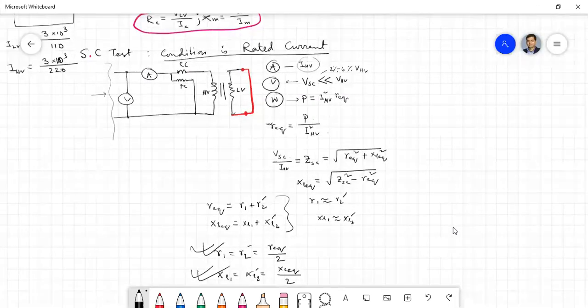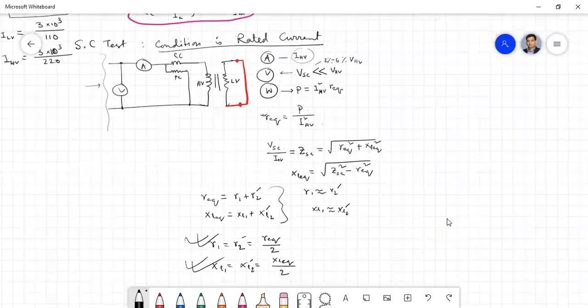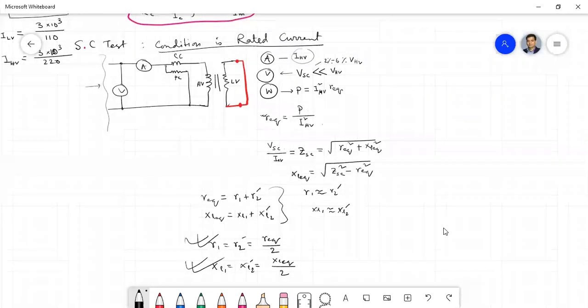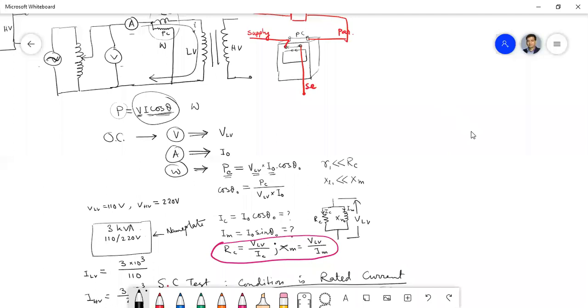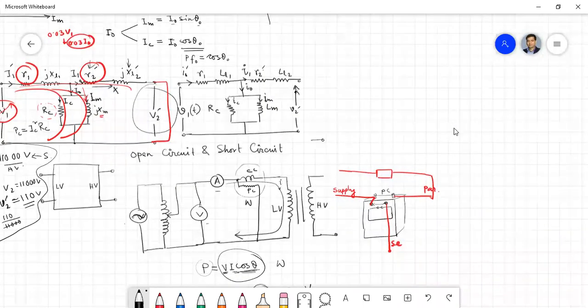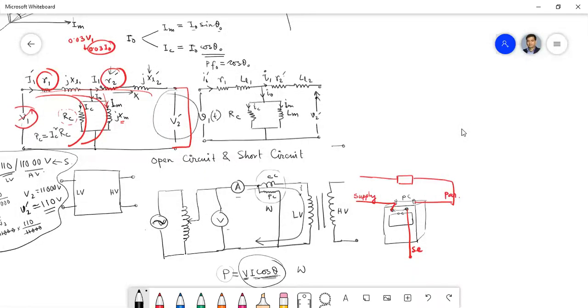So you are discussing the determination of parameters of the equivalent circuit of a transformer. And we saw that there are two tests which are performed for a transformer. One is called the open circuit test, another is called the short circuit test. Now, from the open circuit test, generally we determine the shunt branch parameters, that means RC and XM. These are the two parameters which we can determine from the open circuit test. And from the short circuit test, generally we determine the series branch parameters, that is the copper resistances and the leakage reactances.